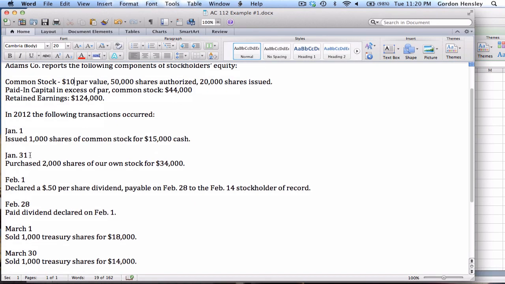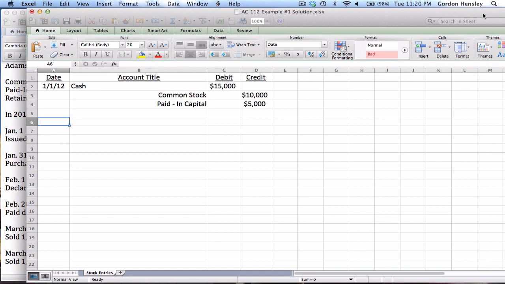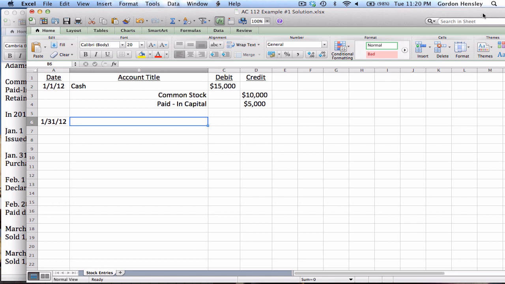The next transaction occurred on January the 31st. We purchased 2,000 shares of our own stock for $34,000. Well, whenever we do something like that, that's actually called treasury stock. We're buying back our own stock. So I'm going to debit treasury stock. Now notice how that's a little bit different.